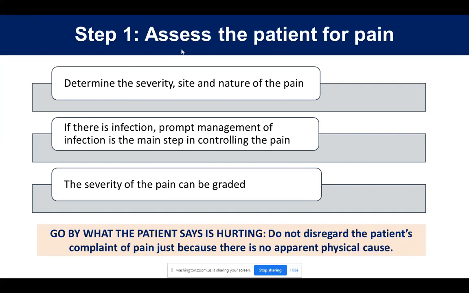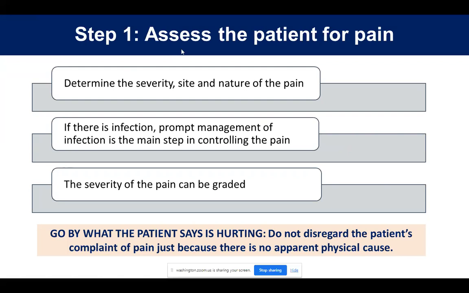Whether the pain is like bony pain, there's something pricking kind of pain, muscle spasm, the colicky kind of pain, shooting nerve pain, the throbbing pain, the tingling pain. Just determine the site where the pain is, and according to the nature, assess what it could be.